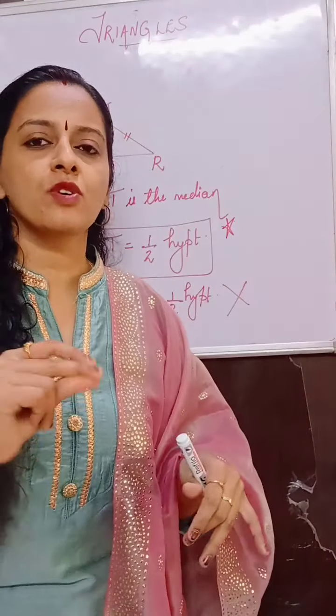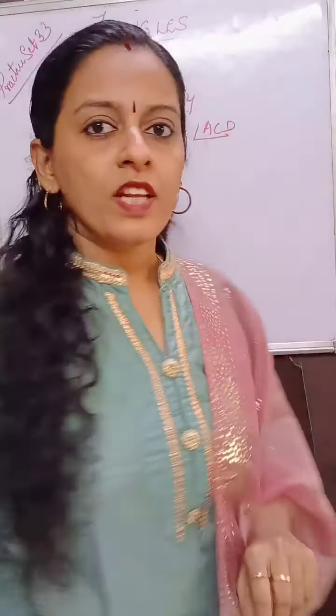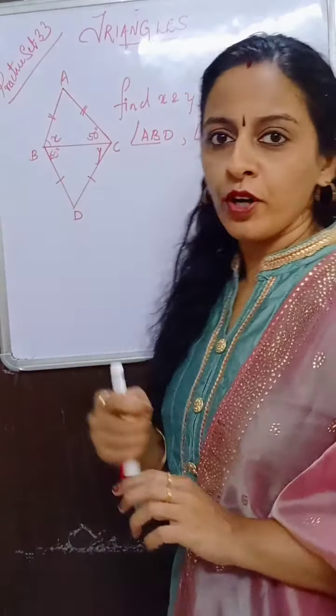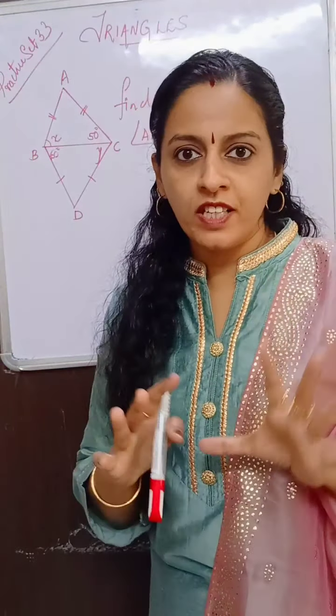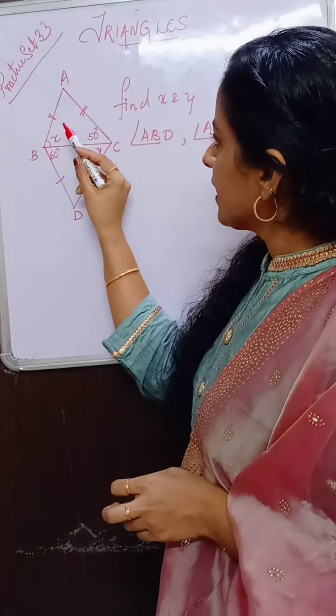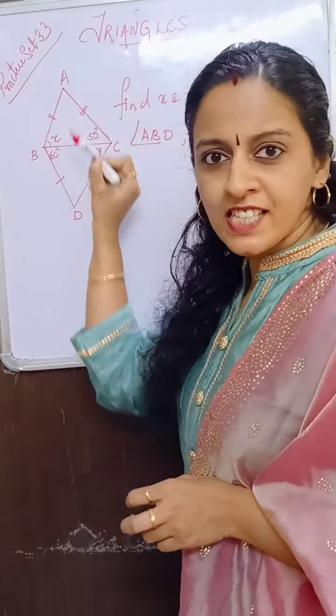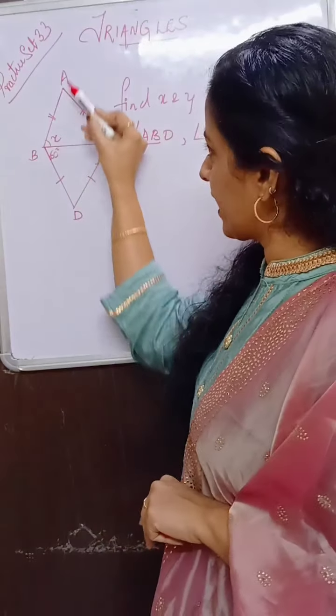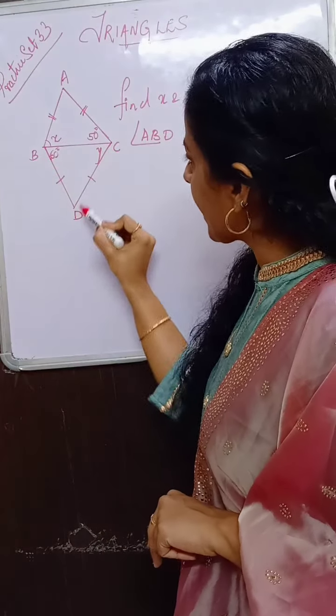Remember? So let's quickly start with practice set 3.3. We will be applying whatever we discussed in this practice set. As you can see, the first figure is divided into 2 triangles you can take: triangle ABC and triangle BDC.